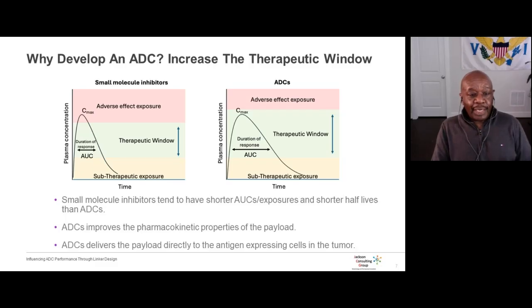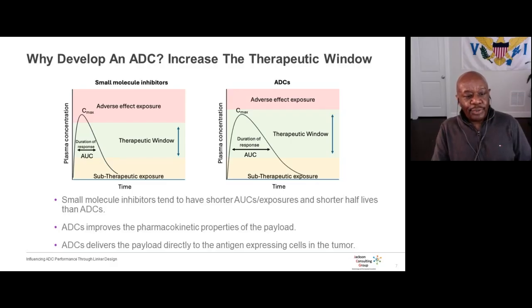This slide really highlights why you want to develop an ADC. There are two specific reasons. One is that the ADC helps you deliver the payload directly to the tumor cell, so you get specific killing of that tumor cell, and you have a reduction of the systemic toxicities that are commonly associated with small molecule inhibitors. In addition, the ADC improves the pharmacokinetic properties of the payload, as you can see here. With a small molecule inhibitor or an ADC, you want to maximize the duration of response at the site of the tumor.